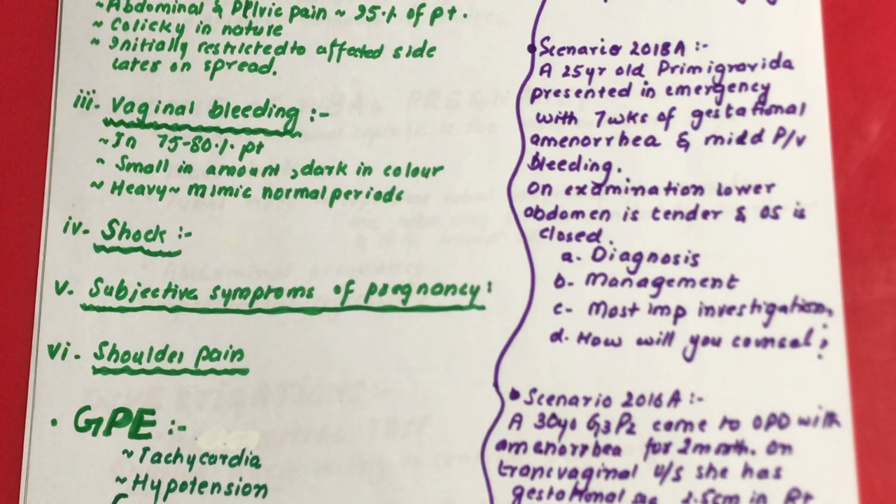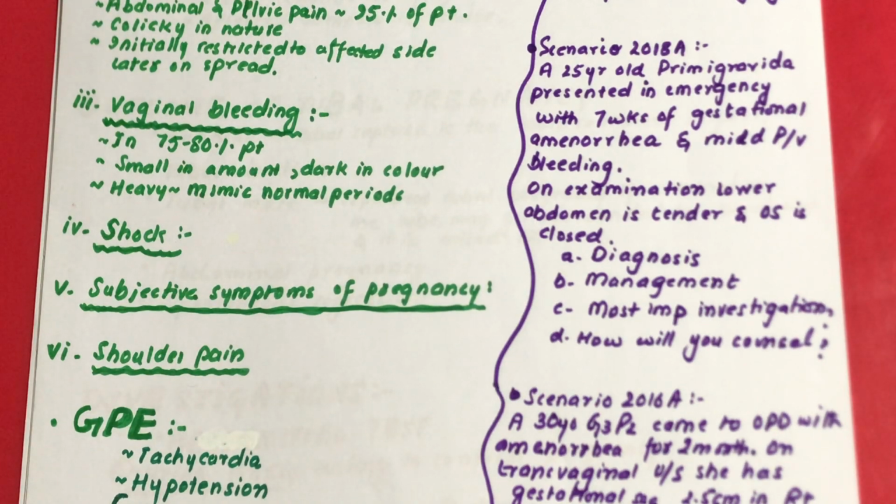Then there are some other subjective symptoms of pregnancy. General symptoms like breast tenderness, nausea, and urine frequency are seen in 50 to 75% of the patients, meaning that the patient may say that she has pregnancy like symptoms. And then shoulder pain. Free blood in the peritoneal cavity can irritate the diaphragm, which causes a referred pain in shoulder tip.